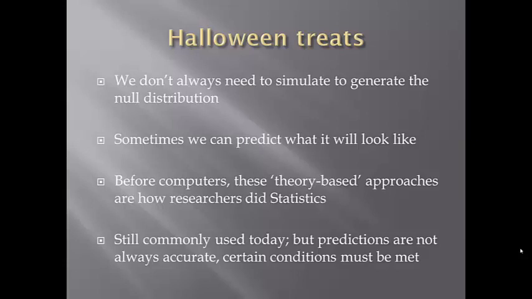Now this is important because before computers, researchers really could not do many simulations very quickly. It was either impossible or at least impractical. So what researchers did instead was they used mathematical equations to predict what would happen if you were to simulate. These predictions are in large part very accurate, but there are some cases where they are not. And the way you know whether or not they'll be accurate is by checking that certain conditions are met. We'll talk about the way these predictions are made now.